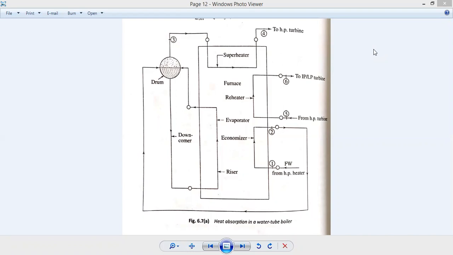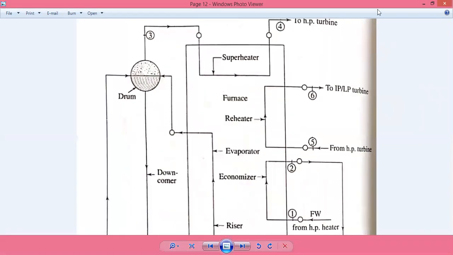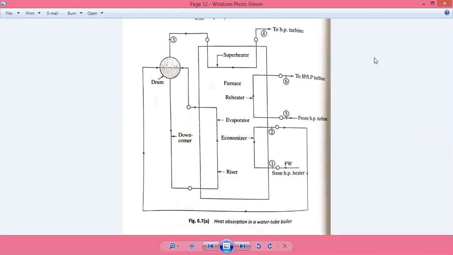Let us go through the heat absorption in a water tube boiler itself. First, this is the boiler drum, and this is the downcomer of the drum. And this is the evaporator, the full portion from here to here. Or this is the furnace. The full portion is defined as the furnace itself.